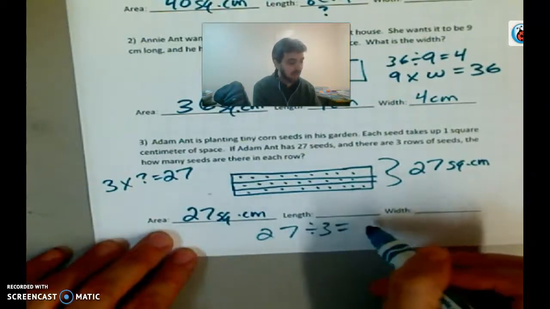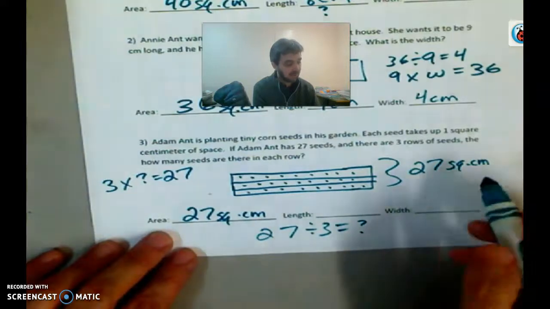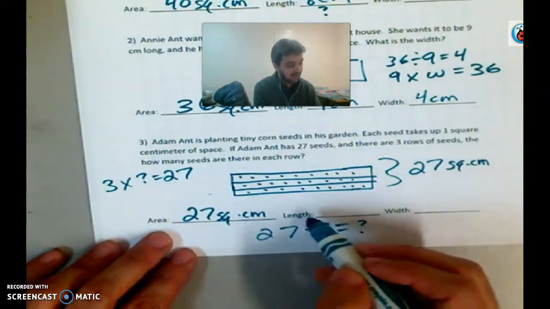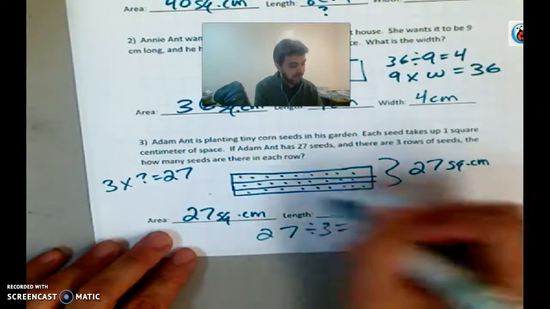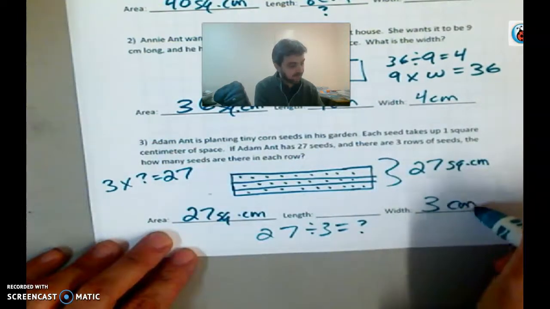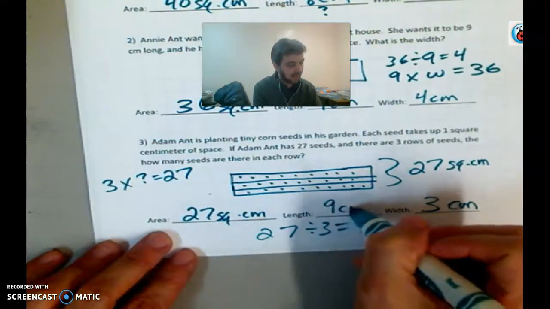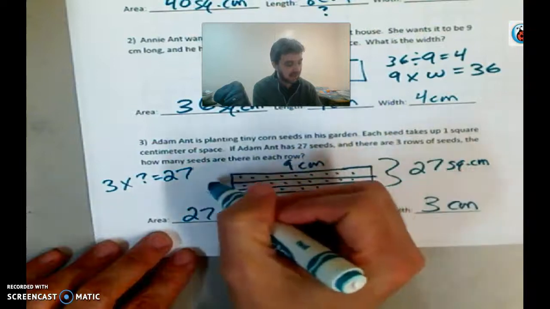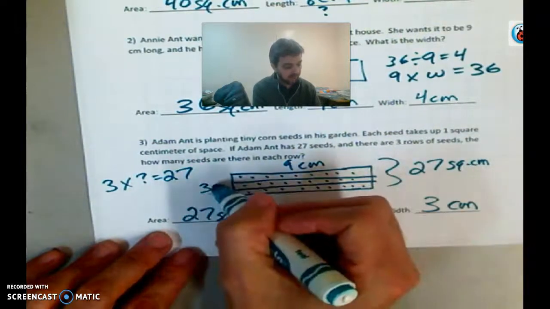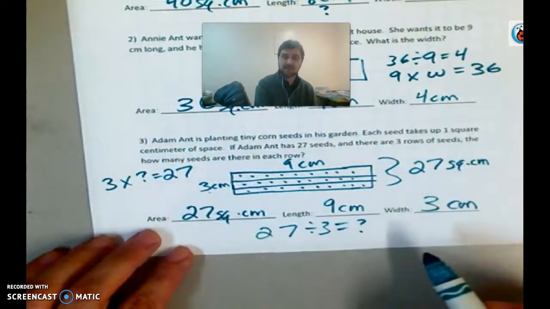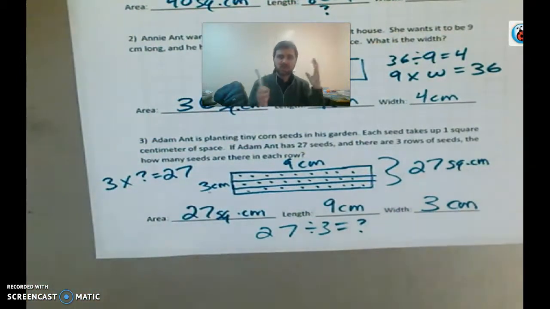by 3 equals 9. So in this case we didn't know the length. We knew the width, which was 3. It's a little bit different with the seeds, but we know now that the length is 9 centimeters. 9, and this was 3. Sure enough, 3 times 9 is 27. So these are ways that we can think about area. Even if we know the area, and we know the length or the width, we can find the other one. All right, let's take a look at a few more problems.